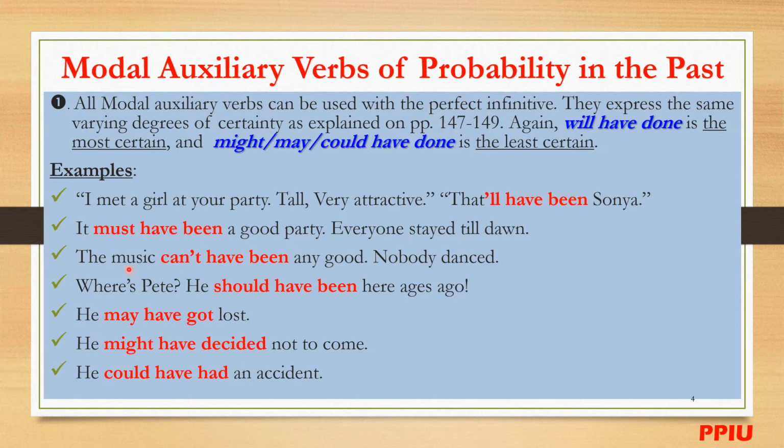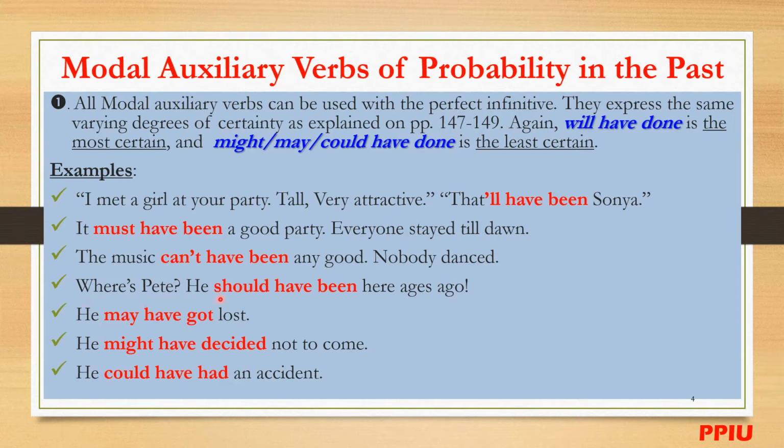Next: the music can't have been any good. Nobody danced. So, because nobody danced, sometimes we suppose that the music maybe was not good or beautiful. That's why nobody danced. The possibility, right?